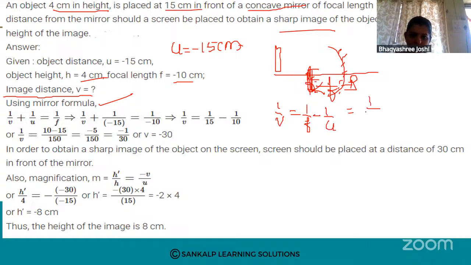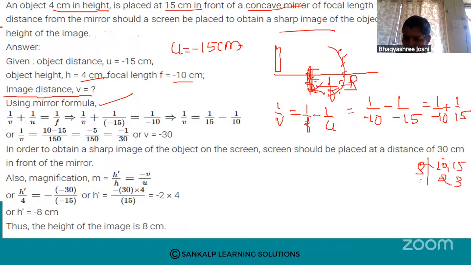So 1 upon F value is minus 10 minus 1 upon minus 15. So 1 upon minus 10, minus into minus plus 1 upon 15. So 10 and 15. 10 and 15 LCM is 30, right? So 5 2s are 10, 5 3s are 15. Then 2 and 3. 5 2s are 10, 10 3s are 30. Therefore LCM is 30. Then here it is 3 into 3 into 2.